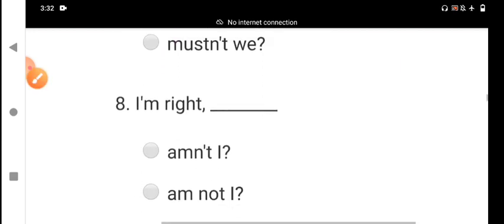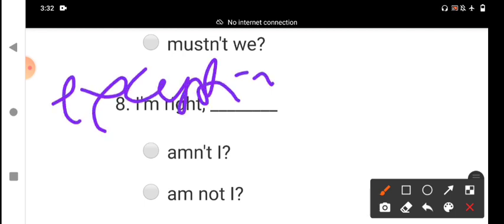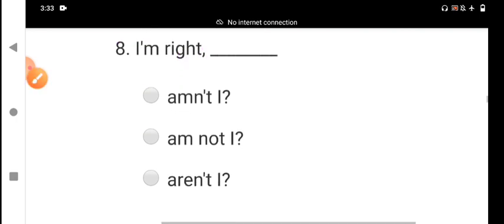And next, the eighth one is an exception. In English, for every grammar rule there is an exception. So that means they did not follow the rules, my dear students.